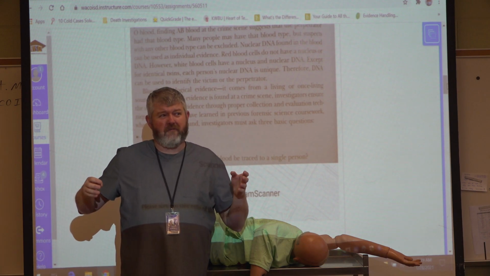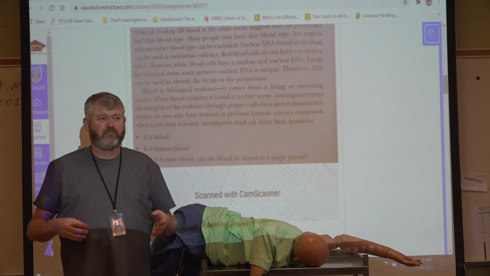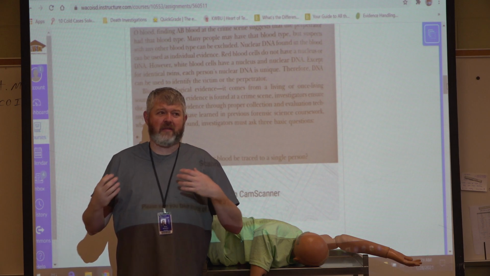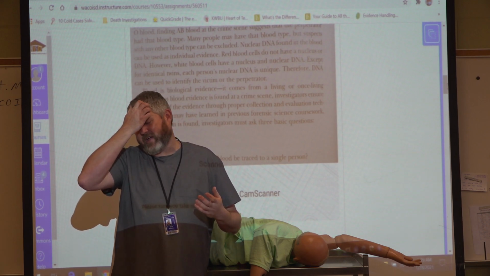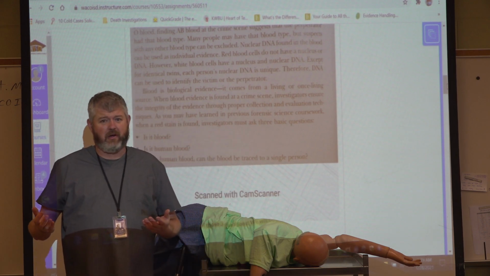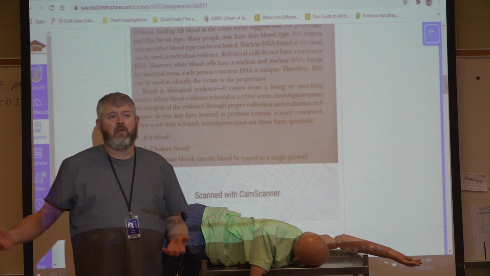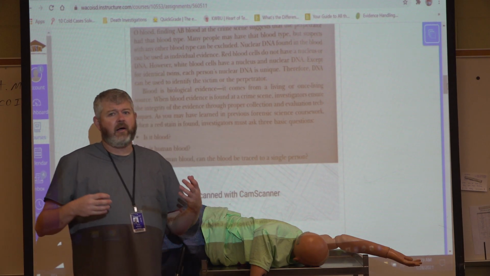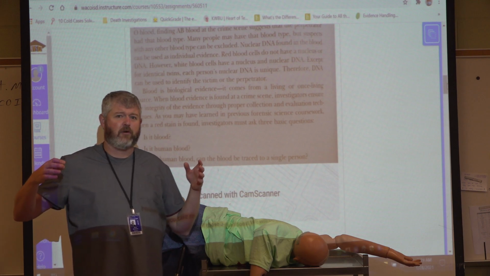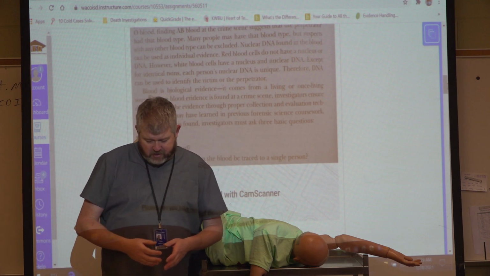So if we got a potential suspect, and we got this blood, and it's the same as the suspect's blood, well maybe it's just the suspect's blood. Or maybe it's someone related to the suspect. We always have to be able to use that. It's going to be the first thing we use to narrow things down.